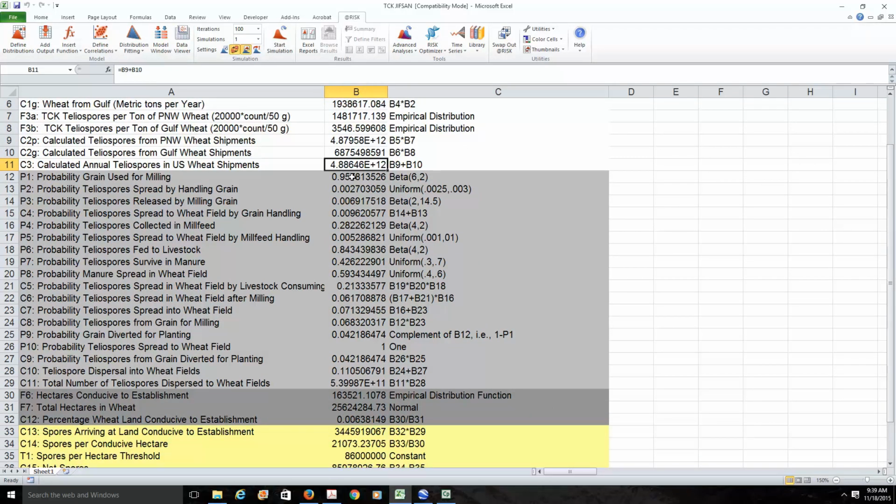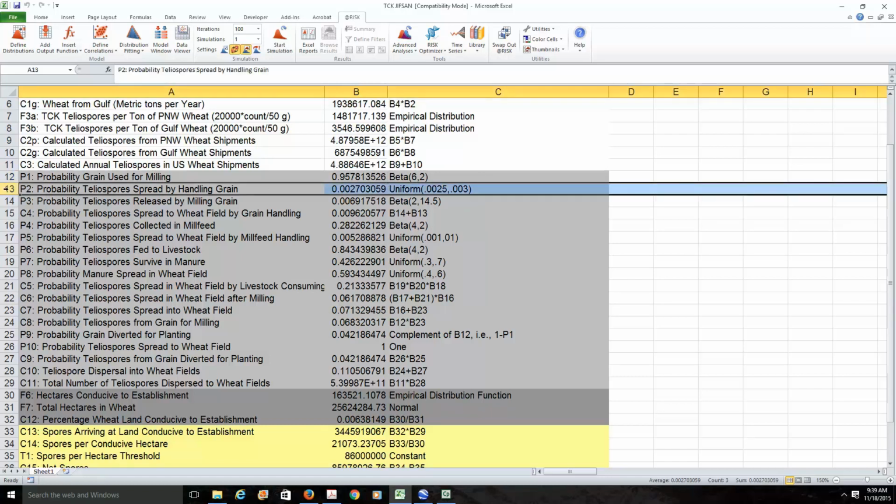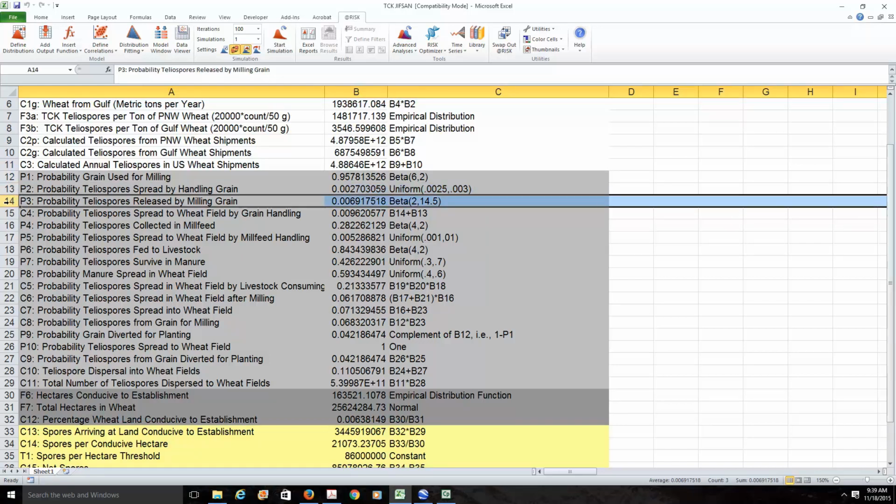In this dark gray, we now see that most of the grain is going to be used for milling. In this case, about 96%. That means 4% of the grain falls off the back of the truck. And that would be a euphemism used here in the United States to mean we can't account for it. It was stolen, it was misplaced, but we can't account for it. And as you trace down through here, you would find that spores could be spread while the grain was being handled or while the grain was being milled.